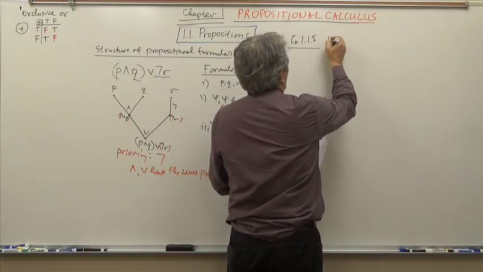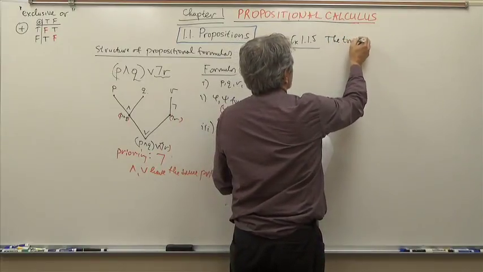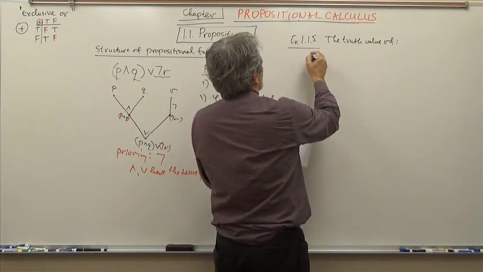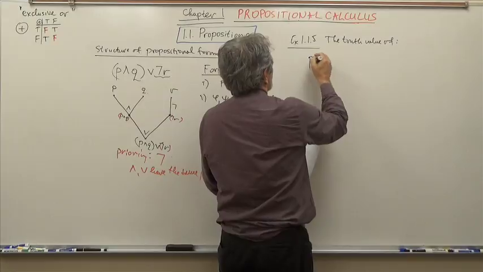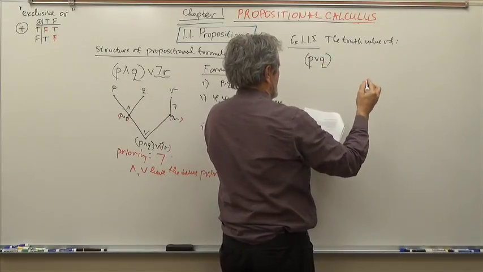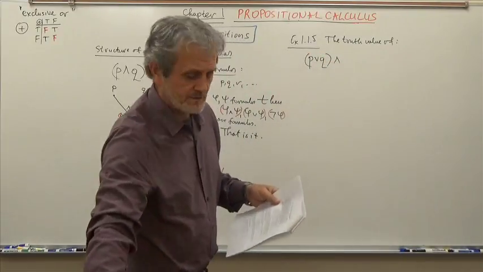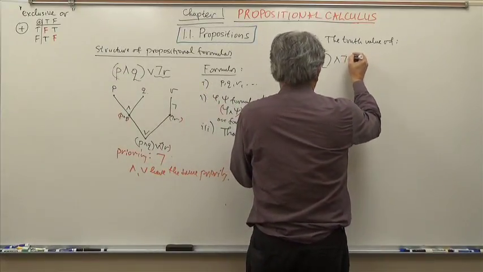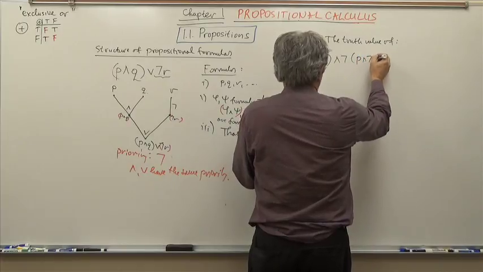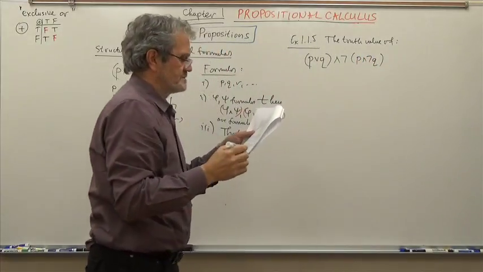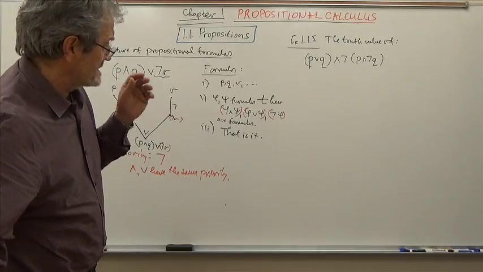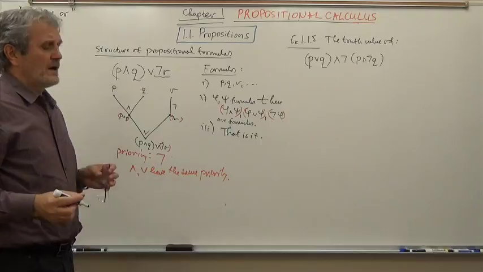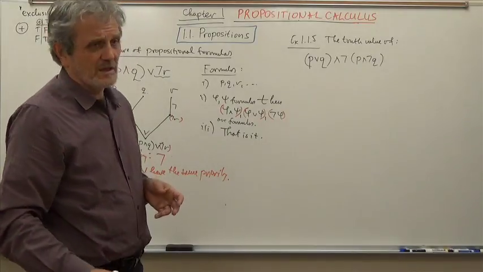I want the truth value of (P or Q) and negation of (P and not Q). So what is this? This is a propositional formula. One can write a tree for this formula.